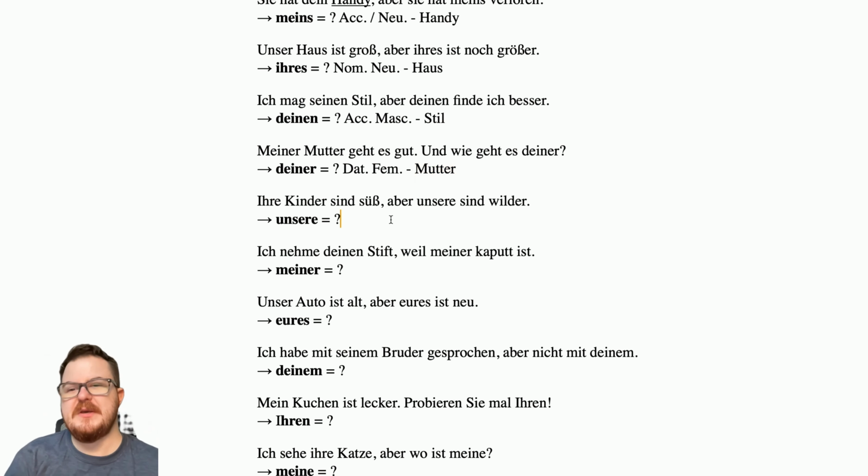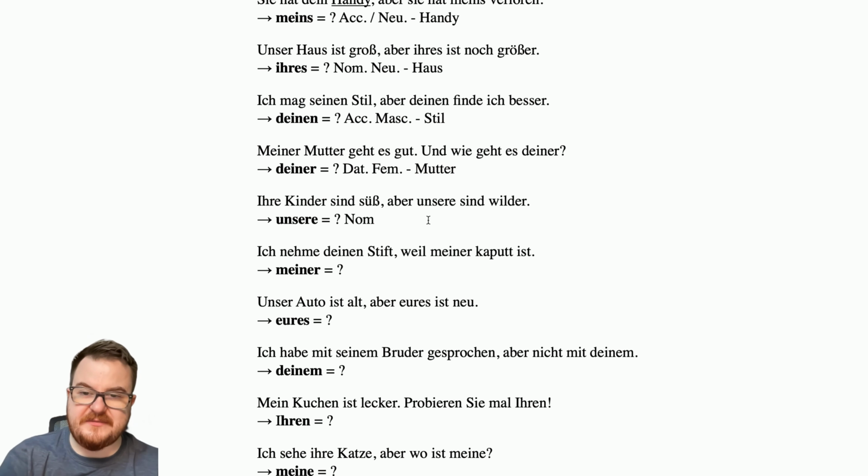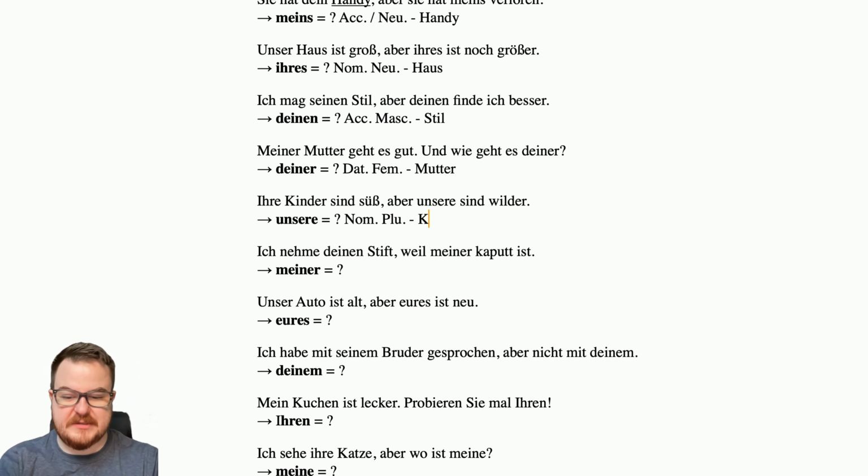Rule of thumb. Ihre Kinder sind so süß, aber unsere sind wilder. So what about unsere? Well, in this sentence, that's the nominative in this clause of the sentence, and it is plural. And it's replacing the word Kinder, children.